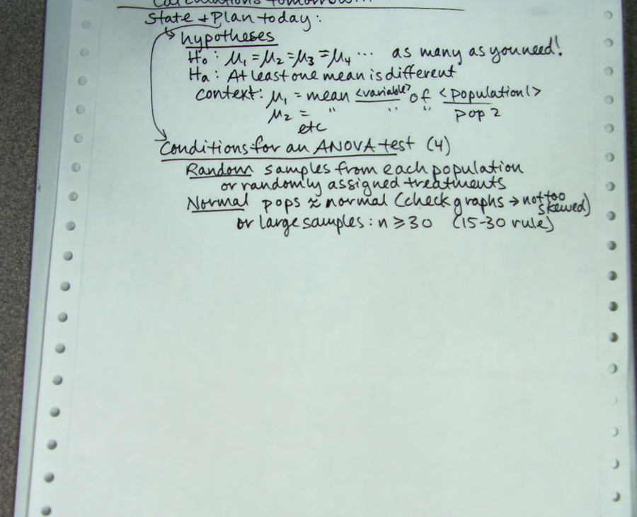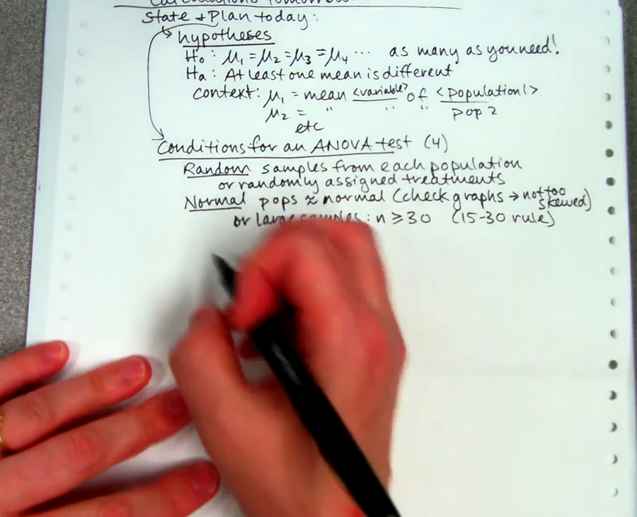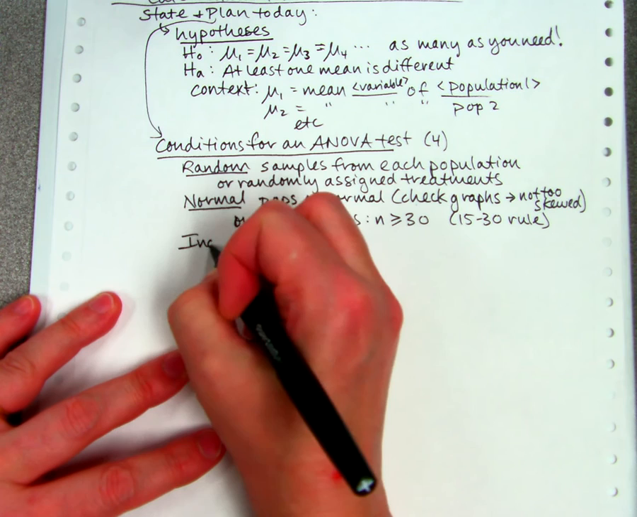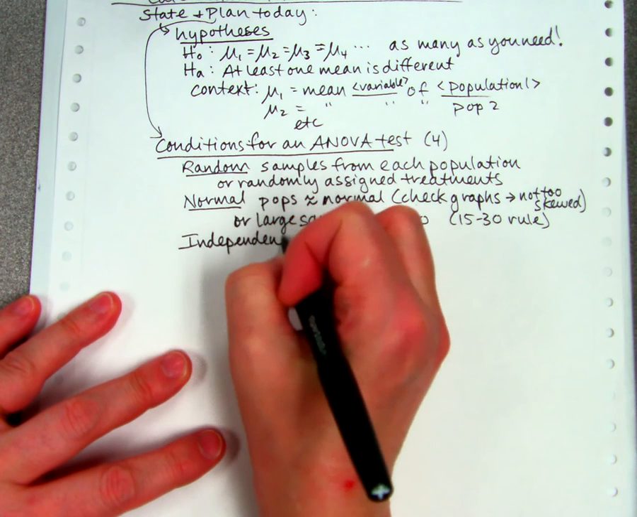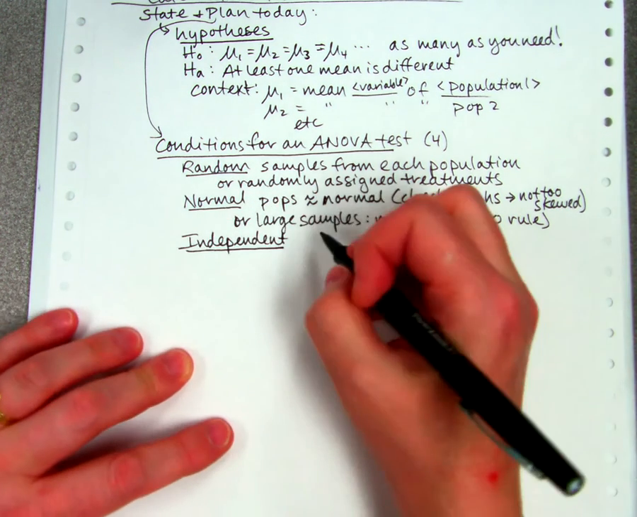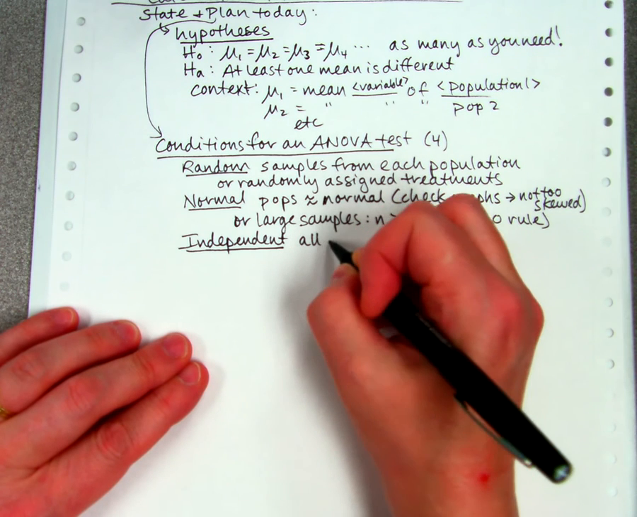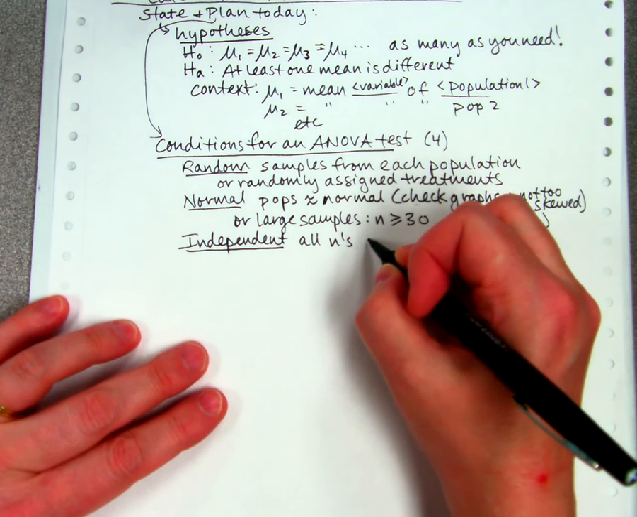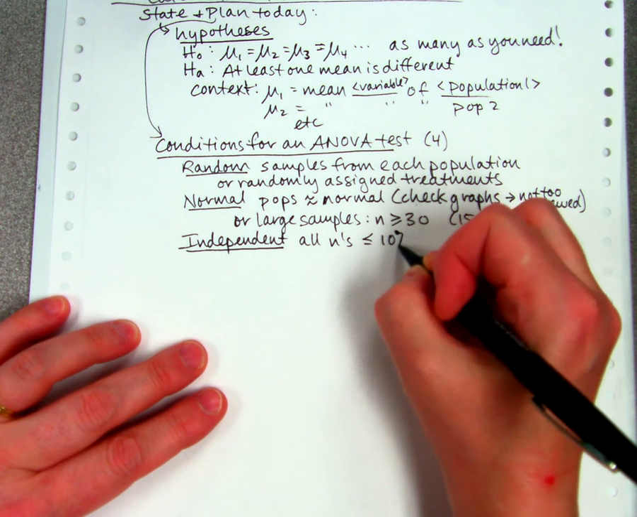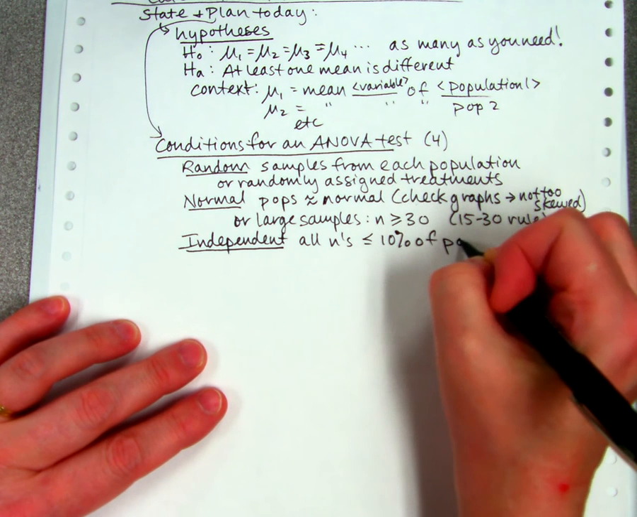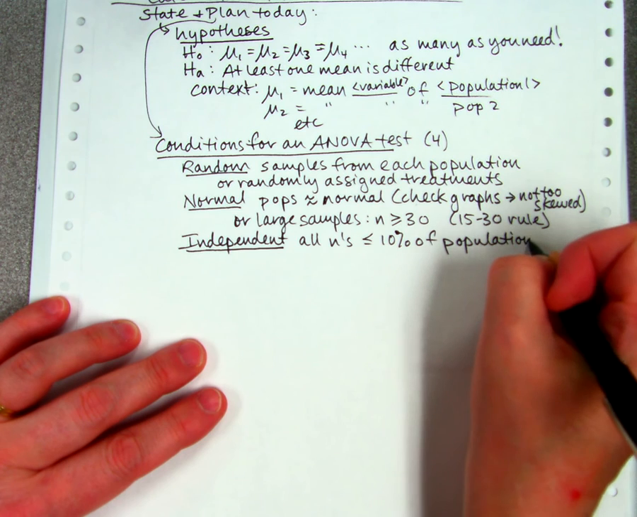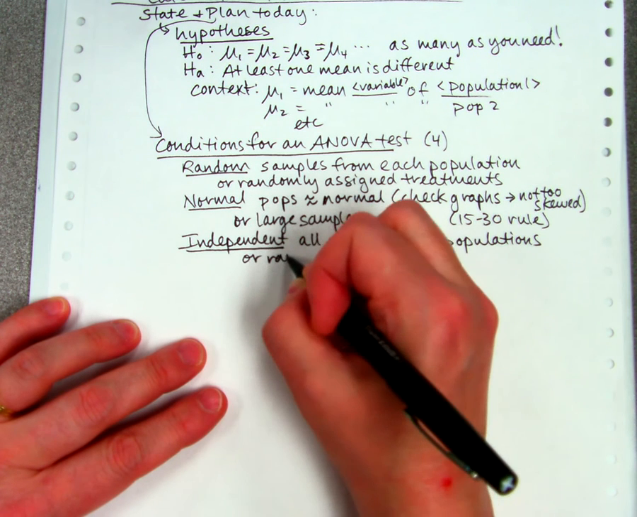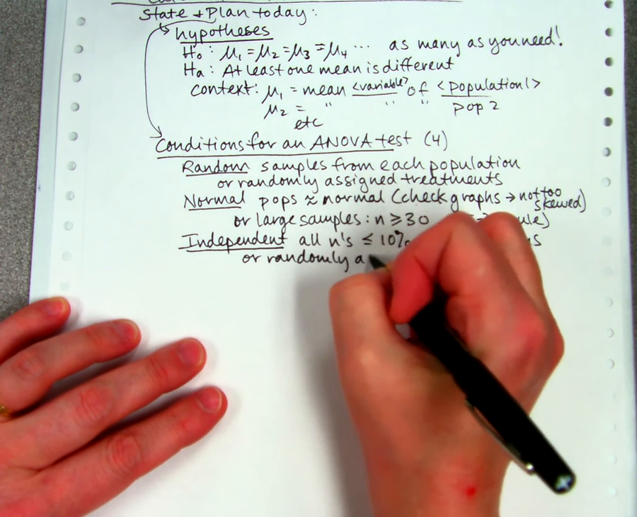I guess we could do normal probability plots, but mostly I've seen them give you lots of dot plots or lots of histograms or lots of box plots, and just say, look at these. Do they look good to you? Yeah, sure, they look fine. So that's the usual way. Independent, same thing as we've done before. If it's an experiment, then the randomly assigned treatments covers that. If it's a sample, then all the sample sizes of all the different samples have to be less than 10% of each respective population. Or, like I just said, you could have randomly assigned treatments covering that.